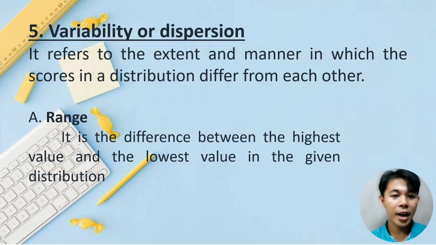Number 5, variability or dispersion. It refers to the extent and manner in which the scores in the distribution differ from each other. Next, range. It is the difference between the highest value and the lowest value in the given distribution. So the range is how high or how low the values are.